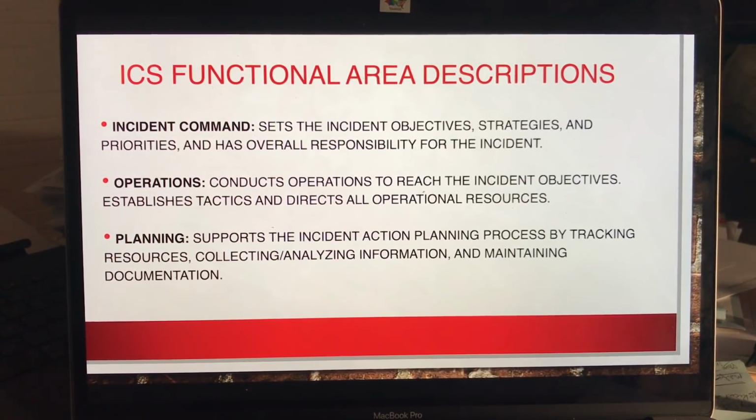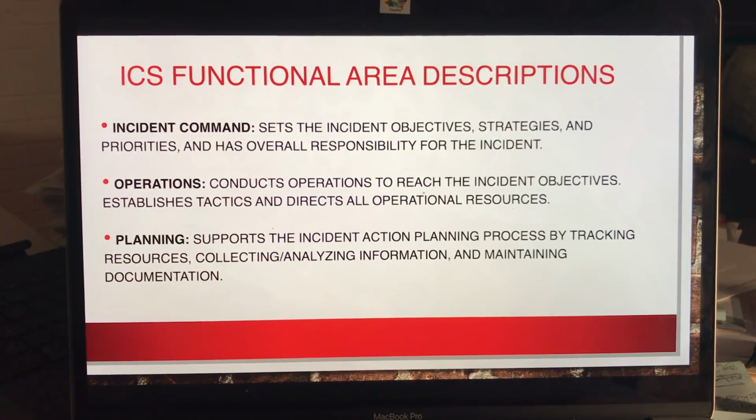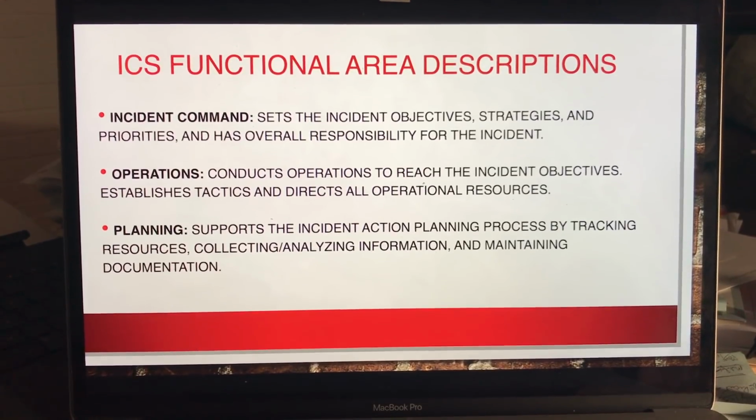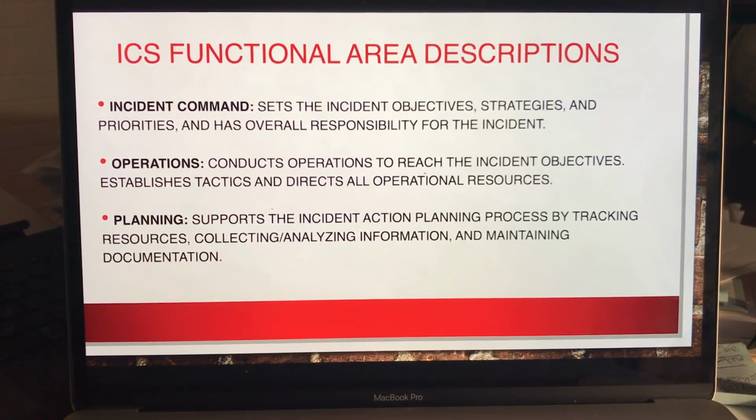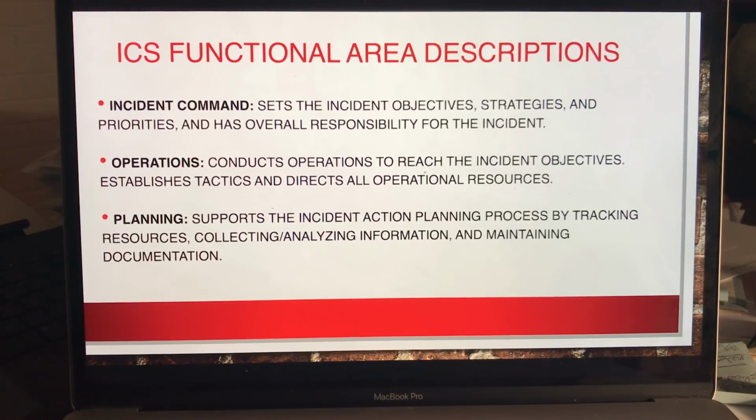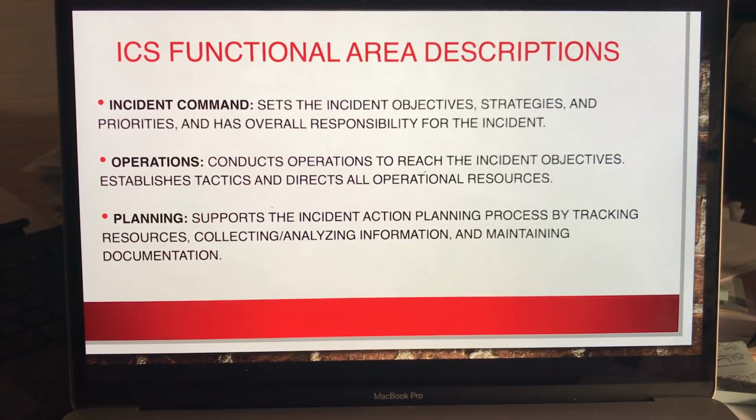Incident command sets the incident objectives, strategies, and priorities, and has overall responsibility for the incident. Operations conducts operations to reach the incident objectives. It establishes the tactics and directs all operational resources. Planning supports the incident action planning process by tracking resources, collecting and analyzing information, and maintaining documentation.